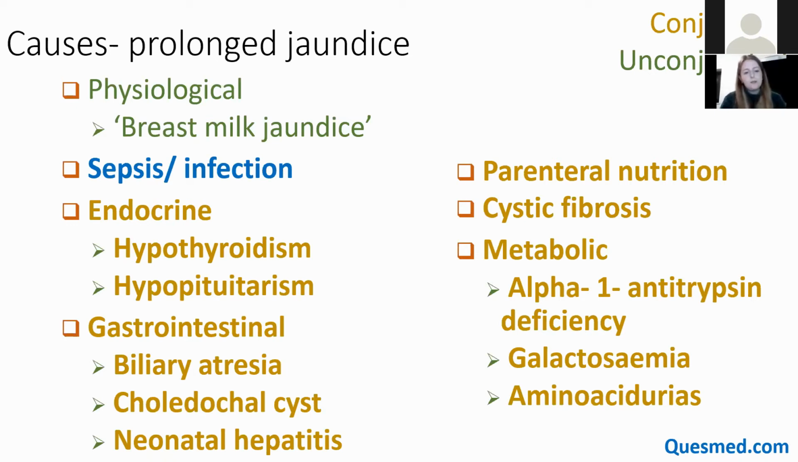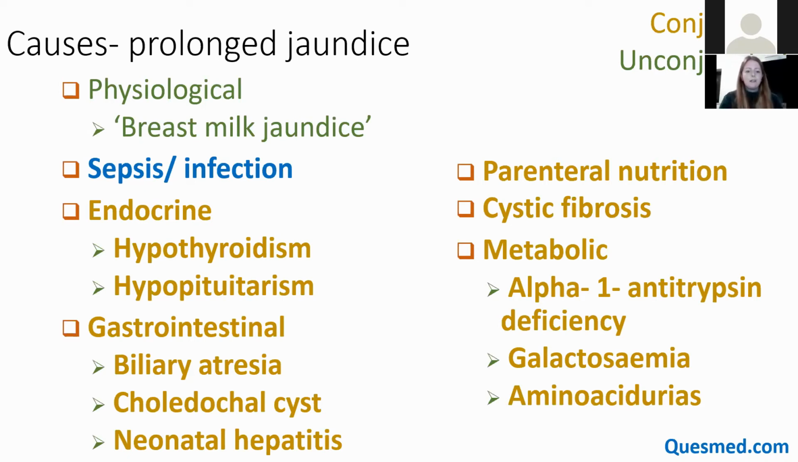So endocrine causes, you've got hypothyroidism, hypopituitarism, gastrointestinal causes, things like biliary atresia, choledochal cysts, which are like an abnormal shaped common bile duct. It's a congenital malformation, or neonatal hepatitis. Essentially all the causes of conjugated jaundice are linked to a cholestatic picture where there's an obstruction going on and the bile flow isn't happening.